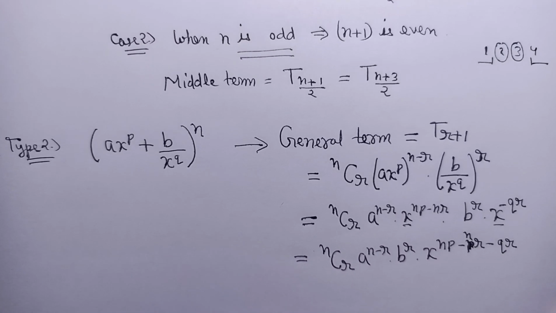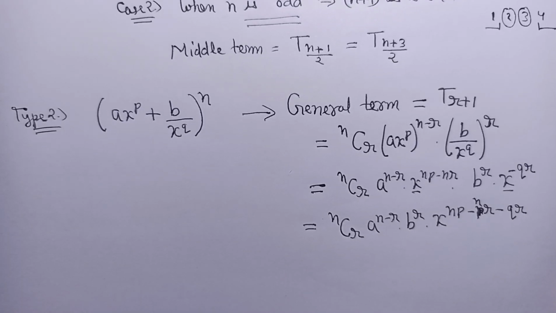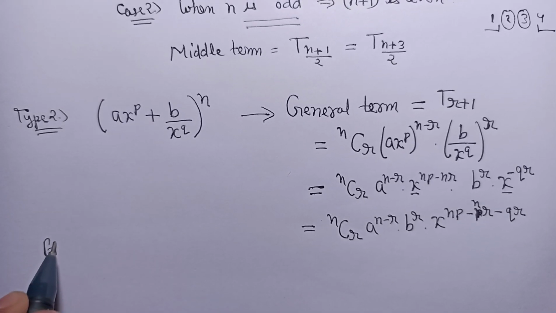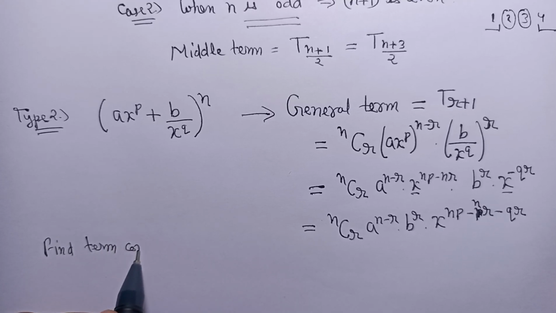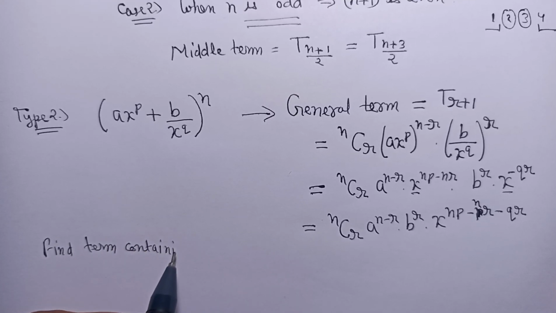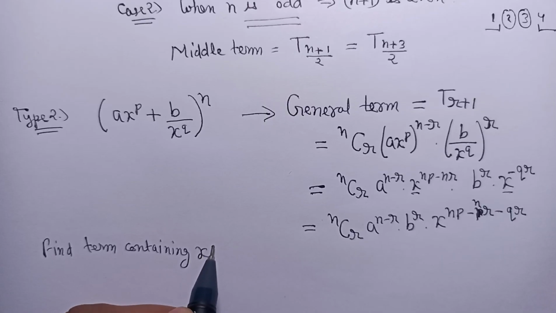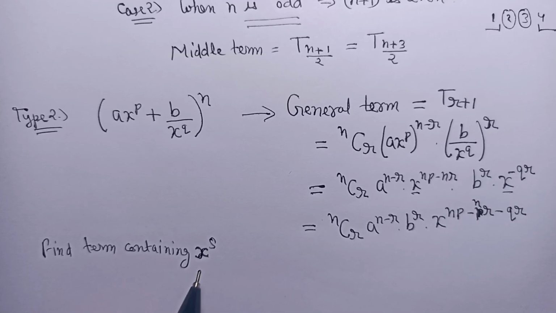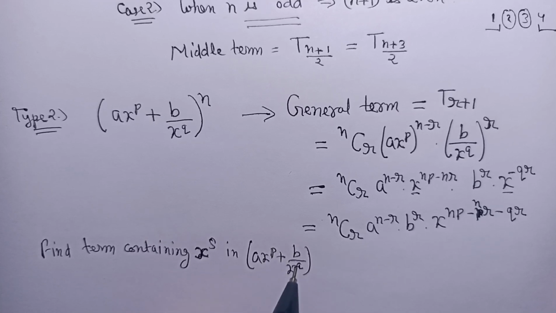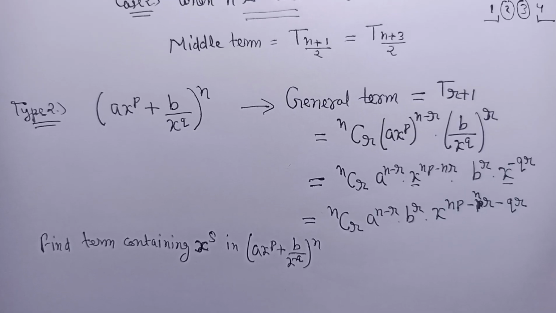So this is the general term. For this type of expression, if I say find a term containing x power s, where x power s is random, in this expression (ax power p plus b upon x power q) whole power n, so what do you do?